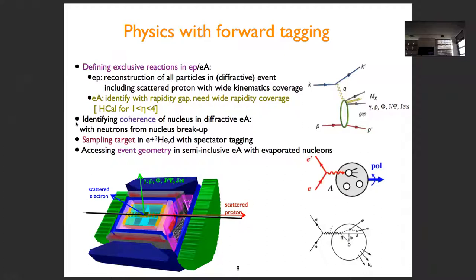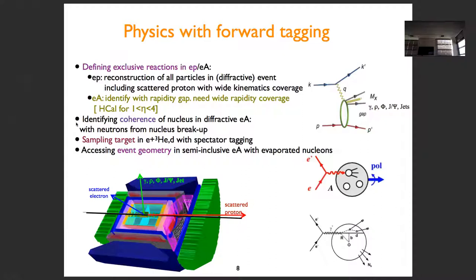This is all part of the ZDC, for example, the zero degree calorimeter. You try to look at whether there is any activity. If you see nothing, then it's coherent. If you see some neutrons coming out, then it's diffractive, so it's incoherent.